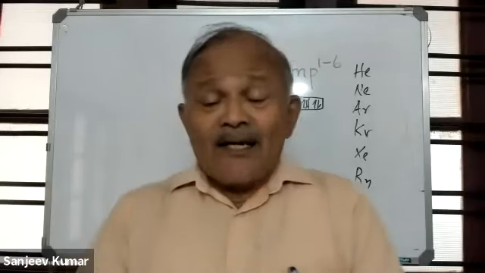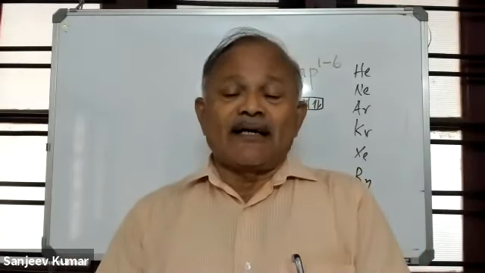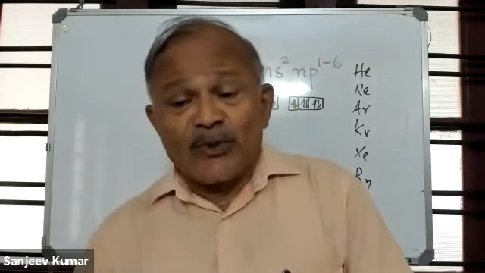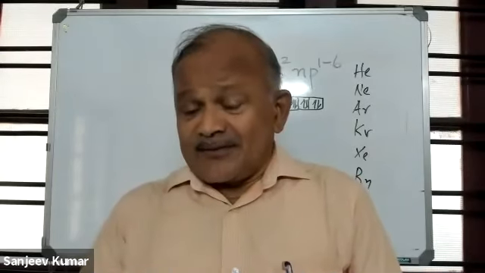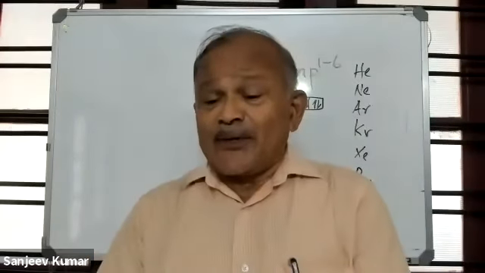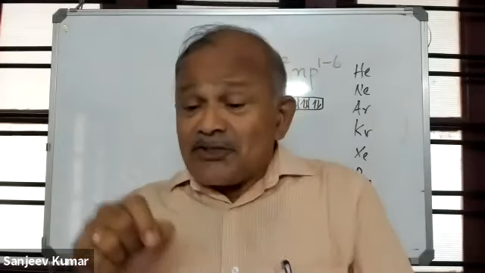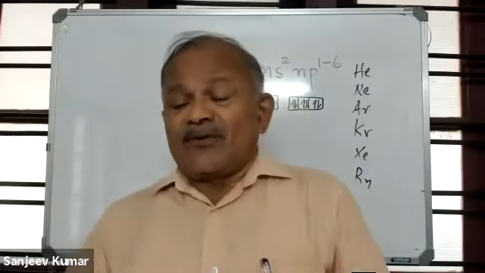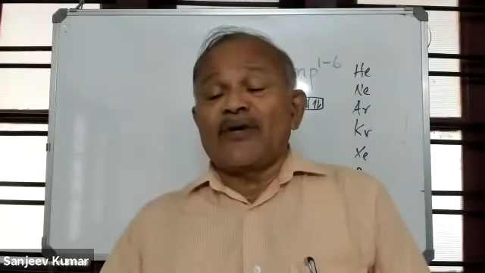Here we have to consider both their periodic position, that is the position in the periodic table, as well as the charge on them. In isoelectronic ions, what do you mean by isoelectronic ions? There is another question in the same question paper. Isoelectronic ions are ions with the same number of electrons.